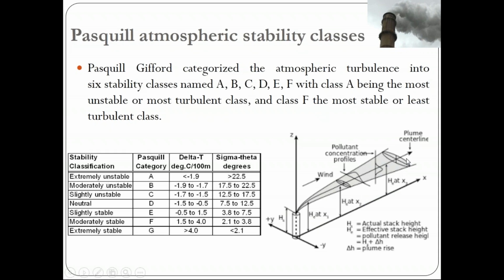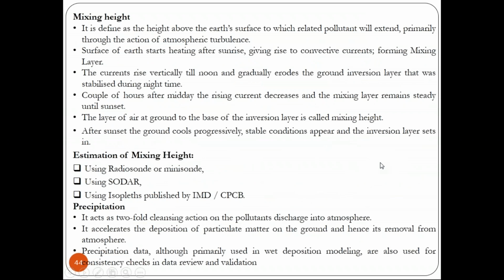Because here the turbulence started from this point, and after this is the stable condition, or we can say after this there is no more height to be attained by this plume. So this is the highest point to be attained by the plume rise. So that distance from this x-axis is known as the mixing height.